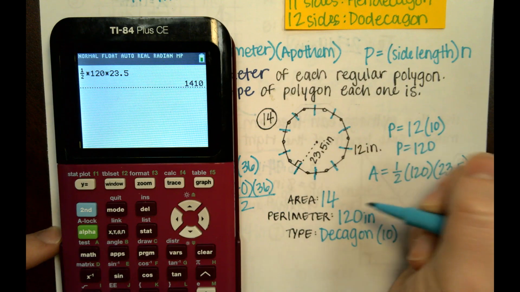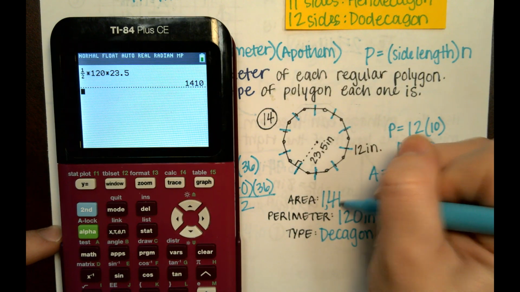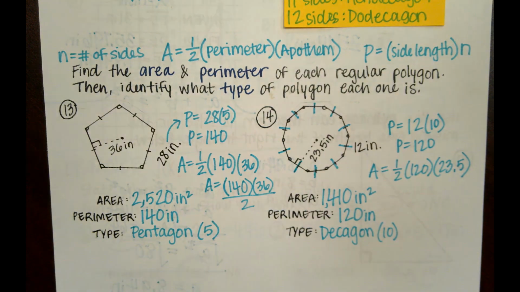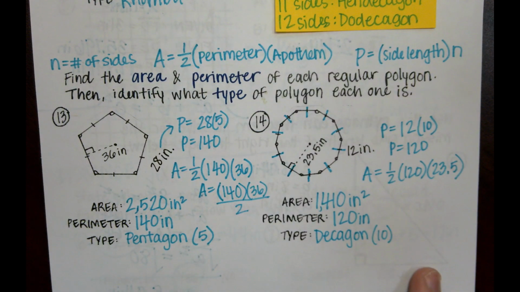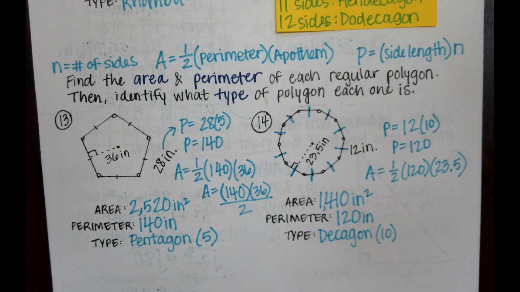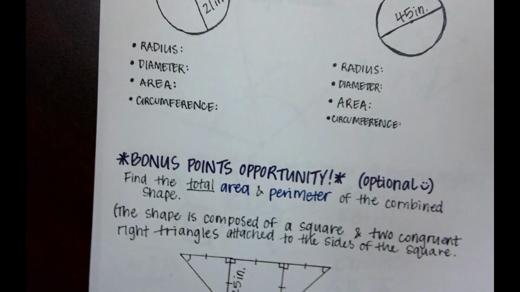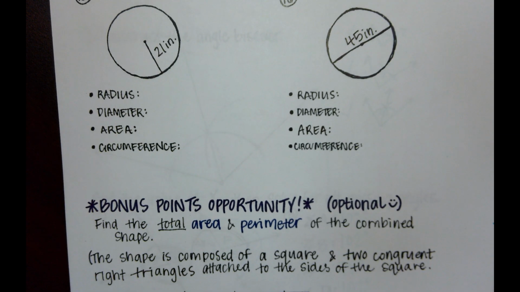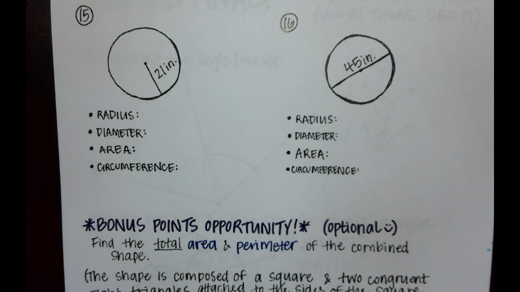I got 1,410. Yep. Perfect. Inches squared. Beautiful. We're almost done. Almost there. Okay, last page. We only have 2 more questions that we have to finish. Yes. And we got plenty of time. We still got like 10 minutes.